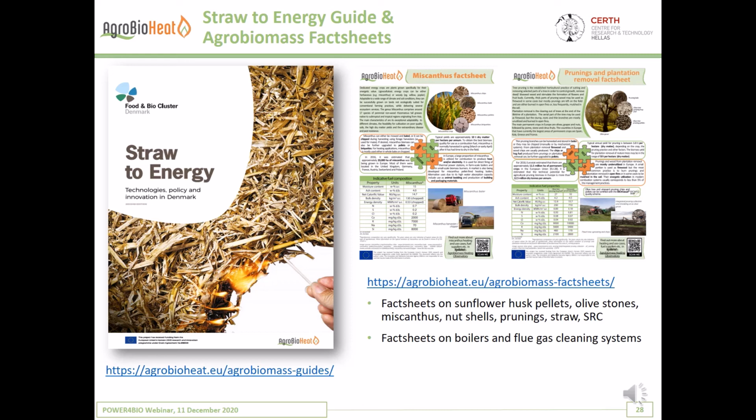Apart from that, we also have a series of fact sheets on different types of agrobiomass fuels. You can find fact sheets on sunflower husk pellets, olive stones, miscanthus, nutshells, prunings, straws, and soil rotation copies. Some of these fact sheets will evolve into full-fledged guides like the one on straw. We have also published some short information fact sheets on agrobiomass boilers and flue gas cleaning systems. Again, you can find everything on our website.